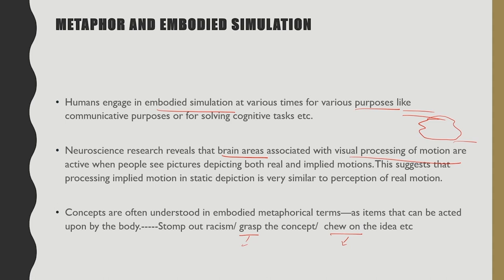So, basically you are simulating while you are talking about an abstract concept in this way. The idea is that you are simulating the concrete aspect. The metaphorical mapping basically takes you to the concrete domain in your brain, and then you are simulating the same thing. So, you are almost looking at an idea. Idea is an abstract concept, but you are looking at it as if you are holding it in your hand, turning it and twisting it and trying to see all the sides of it, which basically means analyzing a particular idea from every possible angle.